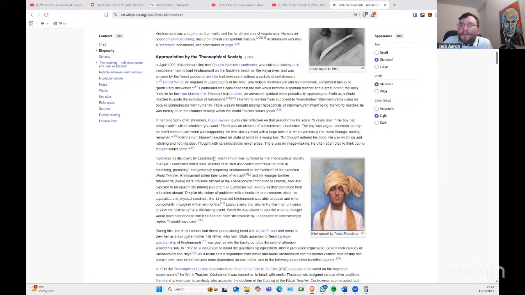Has a particle of selfishness in his aura. The boy had always said, I will do whatever you want. Subservience, obedience was vague, uncertain, woolly. He didn't seem to care what was happening. It was like a vessel with a large hole in it. Whatever was put in, it went through. Nothing remained. He himself described his state of mind as a young boy. No thought entered his mind. He was watching, listening, and nothing else. Thought, with its association, arose. There was no image making. He often attempted to think, but no thought would come. Interesting.